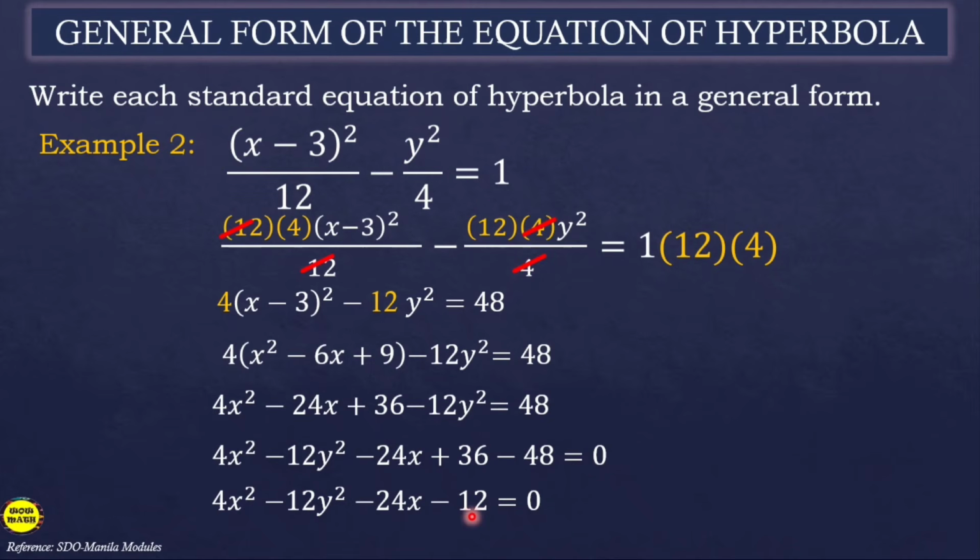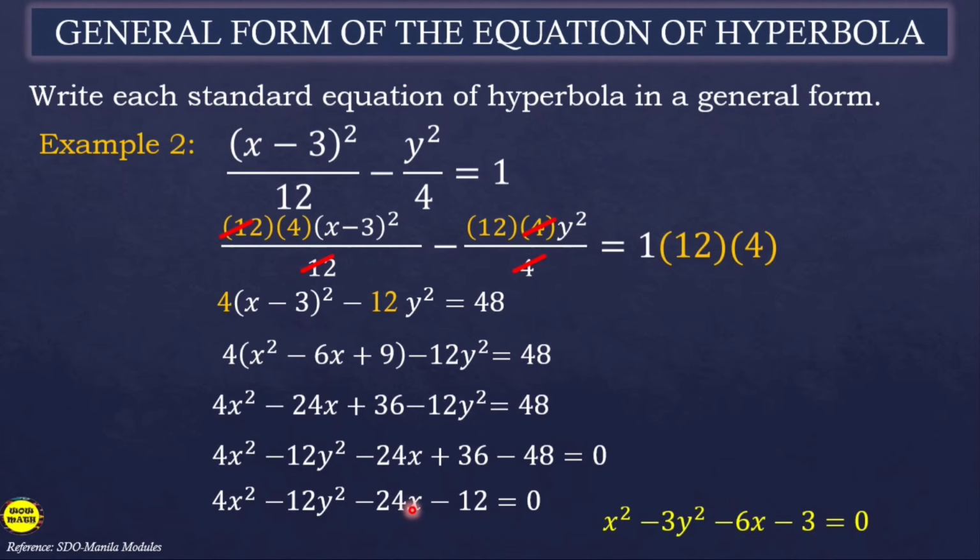So, since ito pala ay pwede natin pa i-divide kay 4, okay? So, pwede natin itong... So, anong gagawin natin? So, divide by 4. So, maging final answer natin is 4x squared. Divide 4, the answer is x squared. Negative 12y squared divide 4, the answer is negative 3y squared.